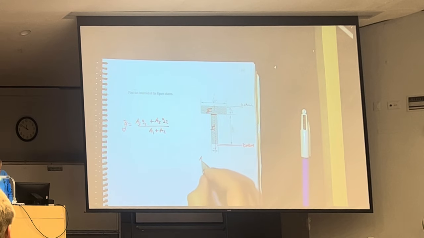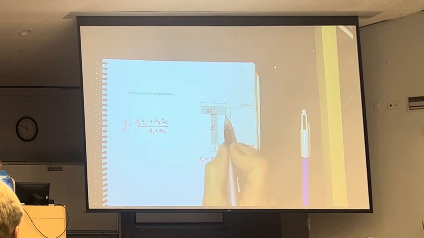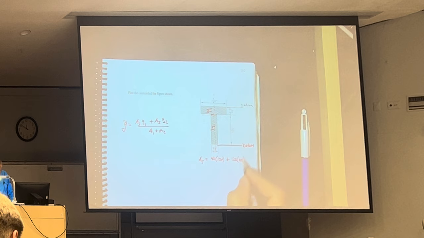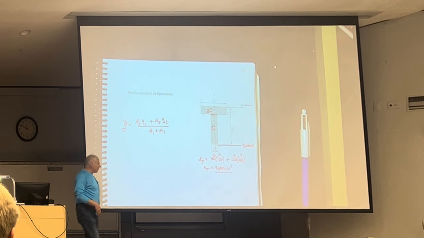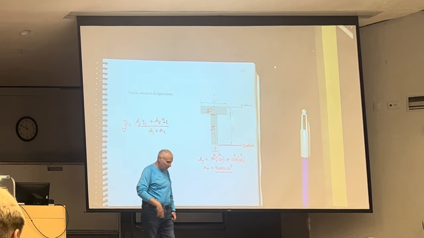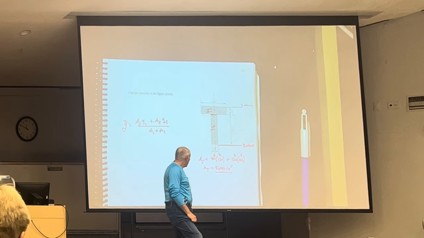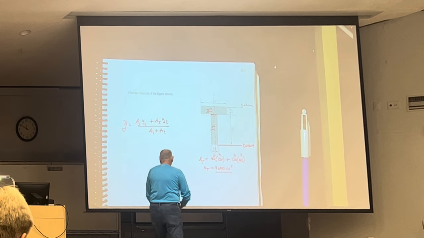Well, what is area total? Area total is, in this case, 40 times the height of 120 plus base 120 times the height of 40. This is again base times height, base times height. Area total is 9600 inches squared. You don't have to convert this to feet or whatever. Use whatever units are there. It's not a big deal. What did I just find? I just found the denominator.